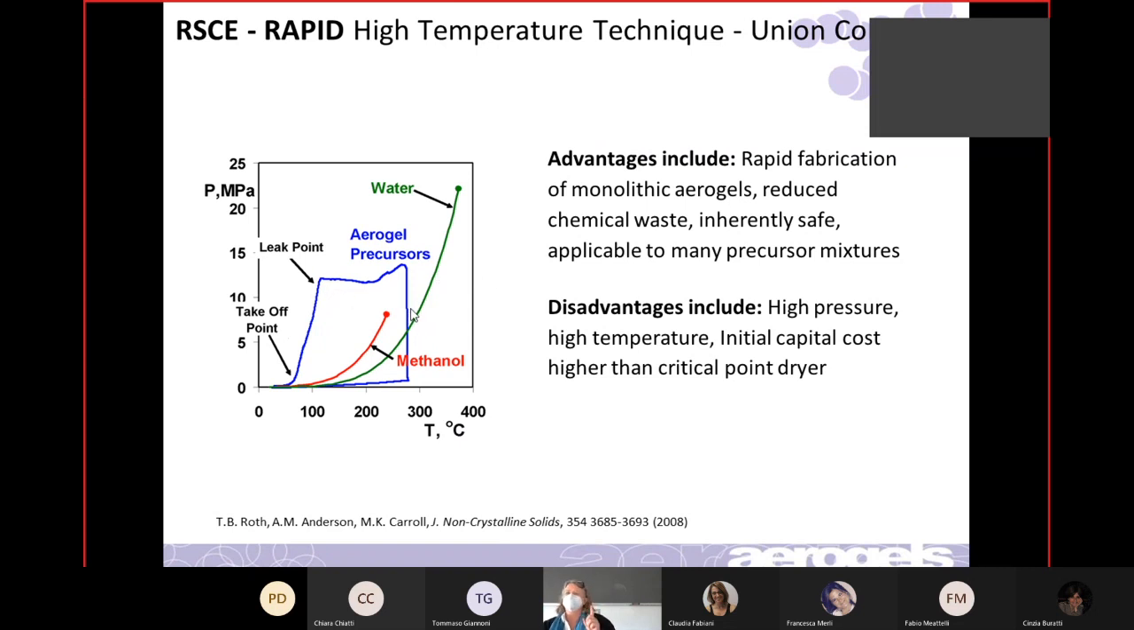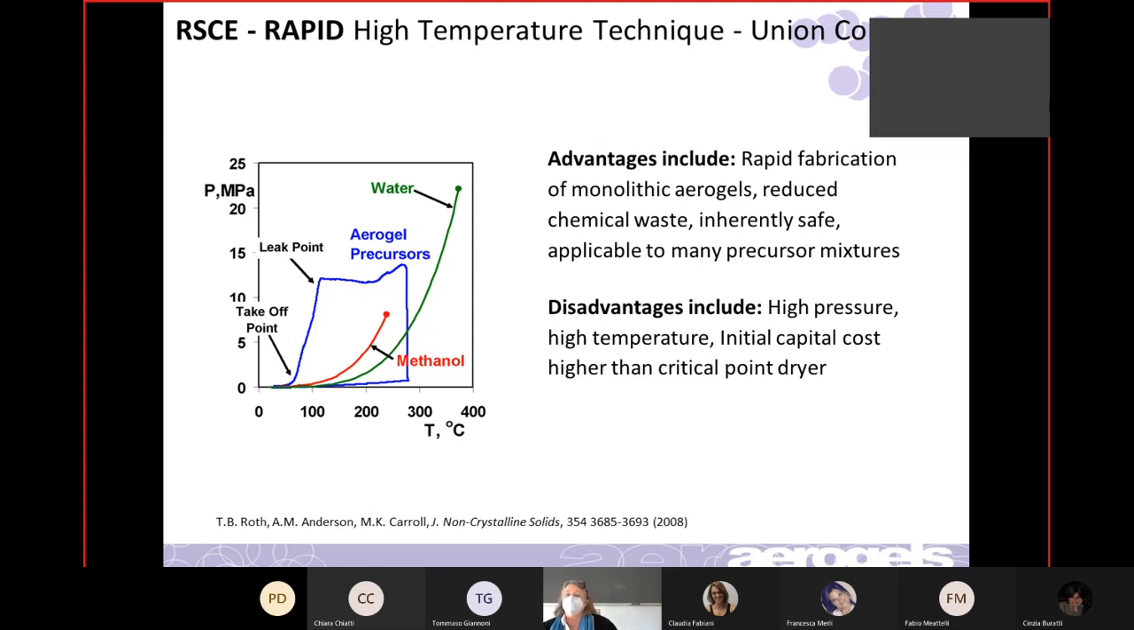This is the extraction. This is where I'm releasing the hot press. I'm lowering the hot press force. And I have the hot aerogel, and we cool it down. So the advantages of this method are it allows for rapid fabrication of monolithic aerogels. Right, 6 hours. Very easy.